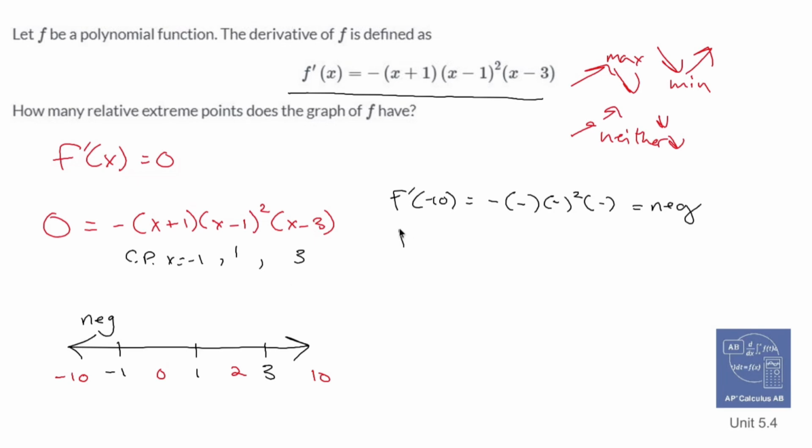Let's plug in 0. F prime of 0 is going to be negative, positive because 0 plus 1 is positive, 0 minus 1 is negative but you're squaring it, and 0 minus 3 is negative. So you become positive. So negative, positive, positive, negative is going to be positive.